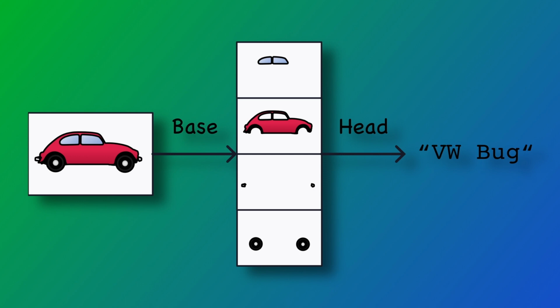This type of network is made of two parts. The base is the part that processes the image and extracts the features. The other part is the head.